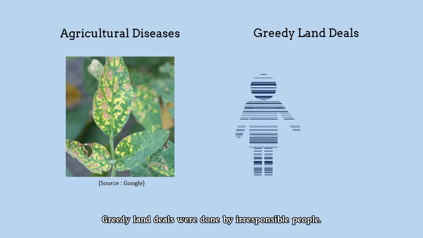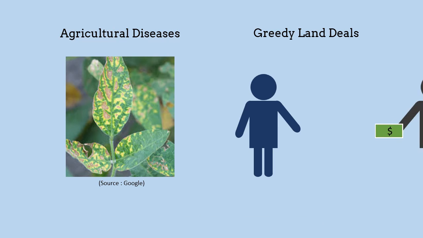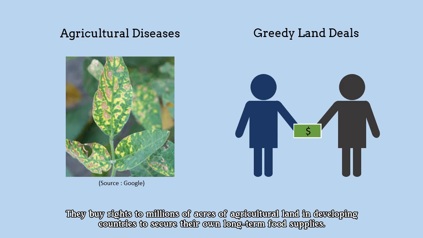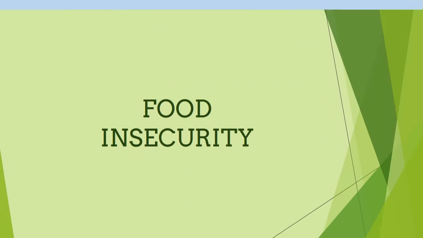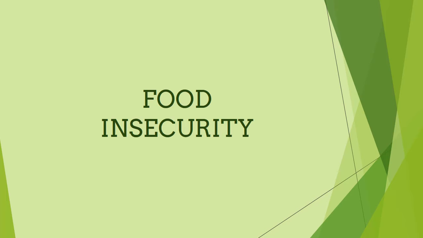Greedy land deals were done by irresponsible people. They buy rights to millions of acres of agricultural land in developing countries to secure their own long-term food supplies. All of these factors can lead to food insecurity.